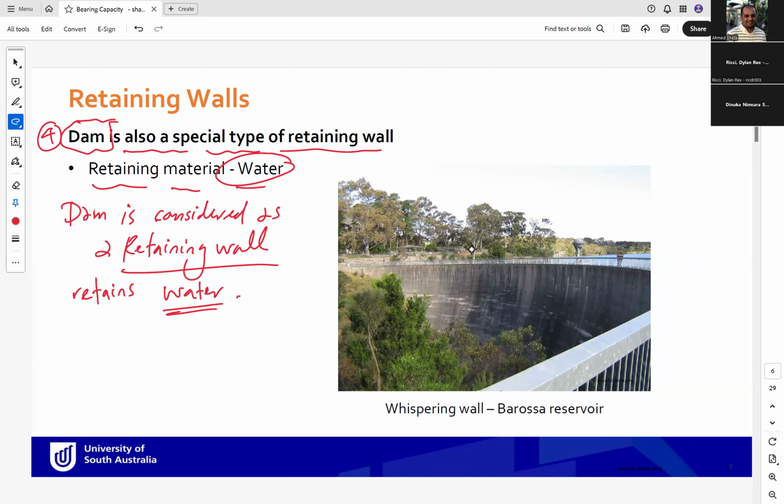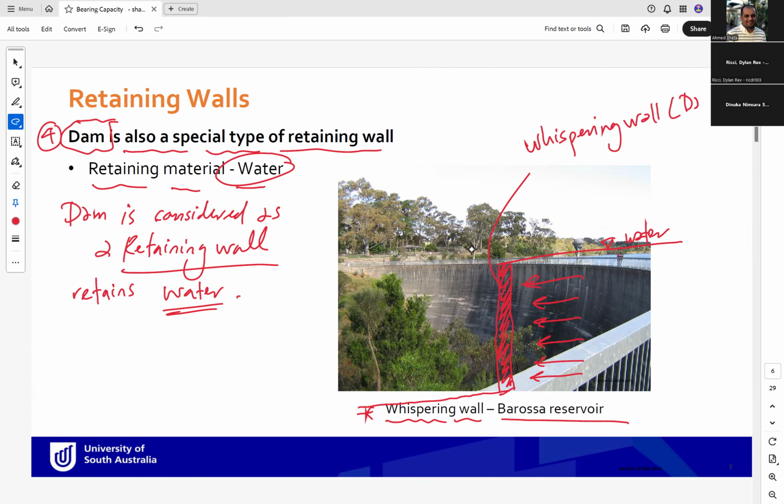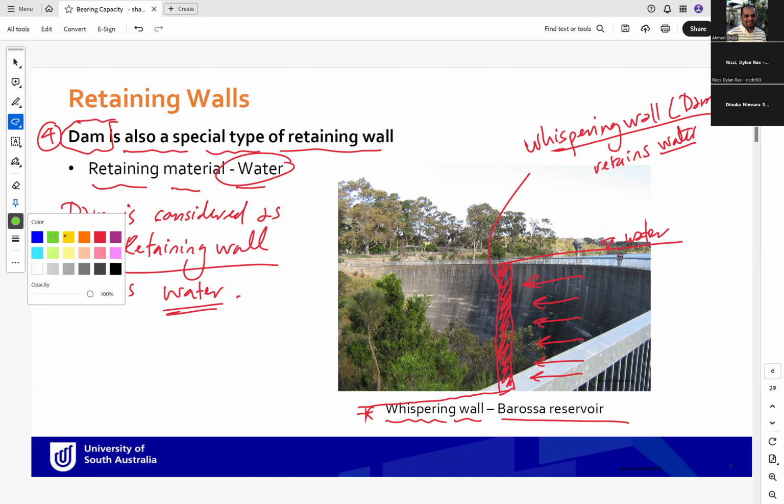So if we have a look here at this dam, this dam is called the Whispering Wall in Barossa Reservoir. So the dam is like a very high wall like that. So this is the wall cross section, and as you can see here, we have the water on this side. And for example, if this is the depth, the water is pushing the wall in this direction. So again, this Whispering Wall dam is retaining the water.